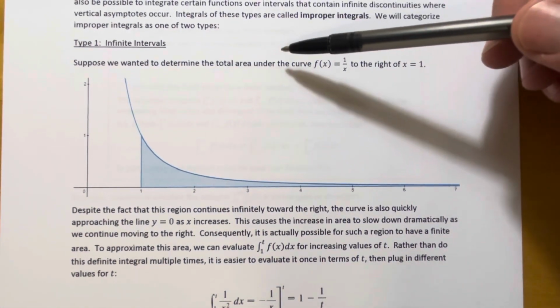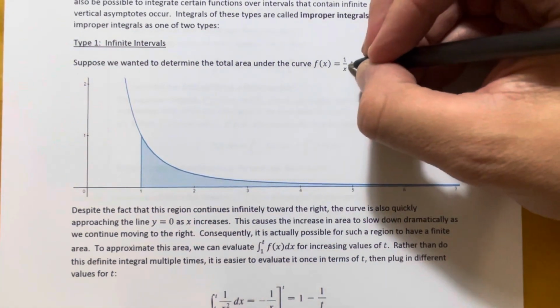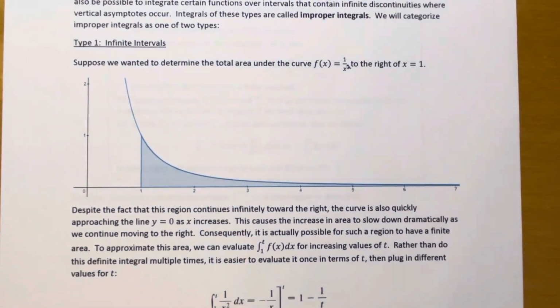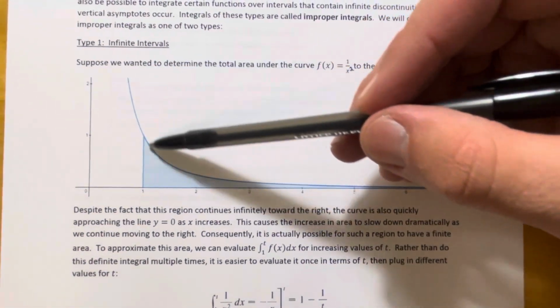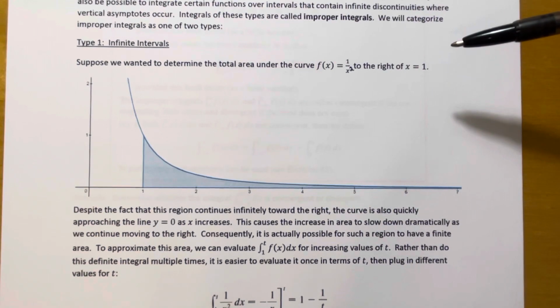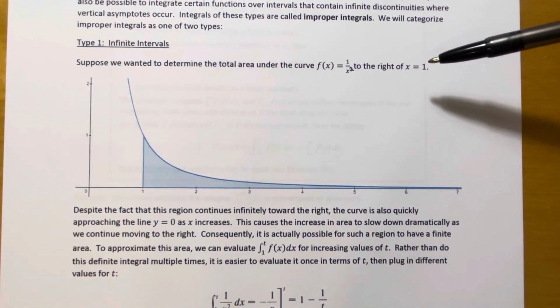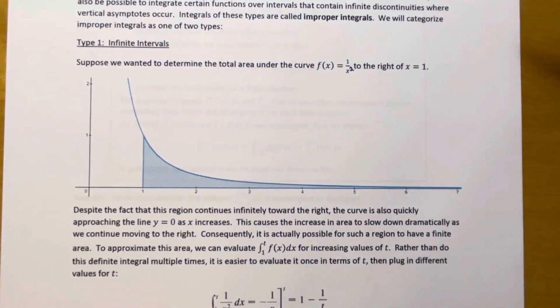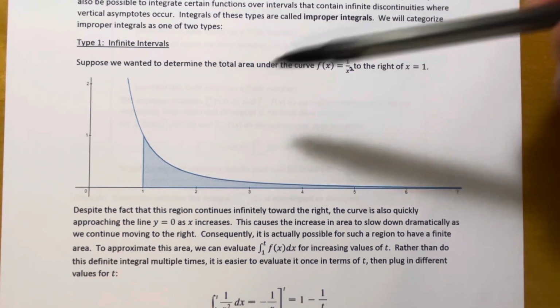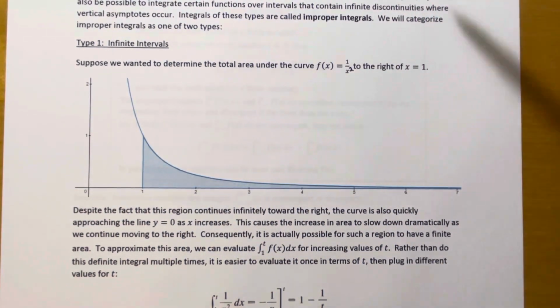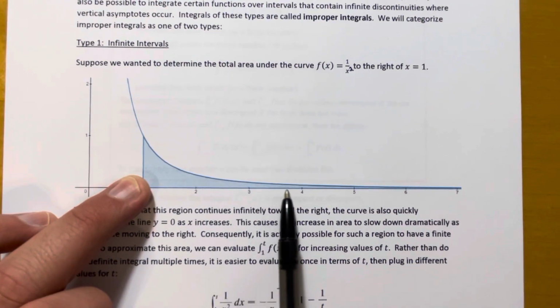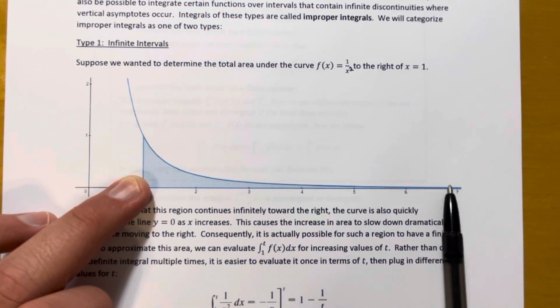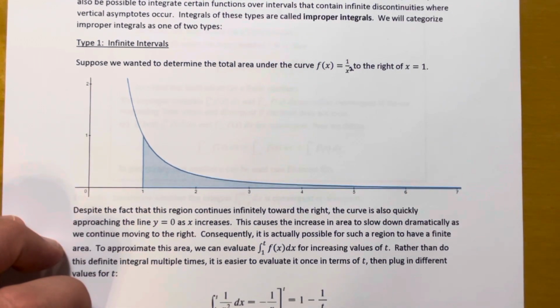Suppose for a second that we wanted to determine the area under the curve f of x equals 1 over x squared, to the right of x equals 1. That should be squared there, just a typo. Graphically, this is what that region would look like. Here's the part of the curve f of x equals 1 over x squared that contains the region we're looking at. Everything to the right of x equals 1, we're accumulating area under this curve. Now, because the region goes infinitely towards the right, this area is going to continue accumulating indefinitely as we continue approaching this horizontal asymptote at the x-axis here.